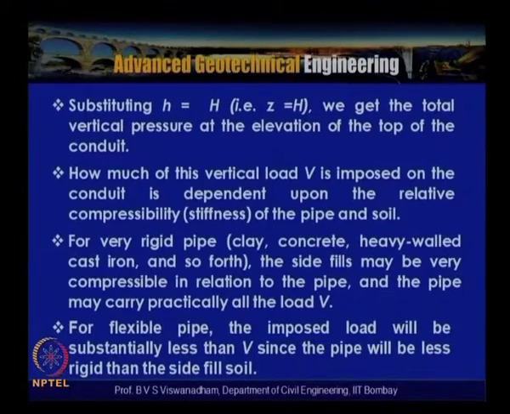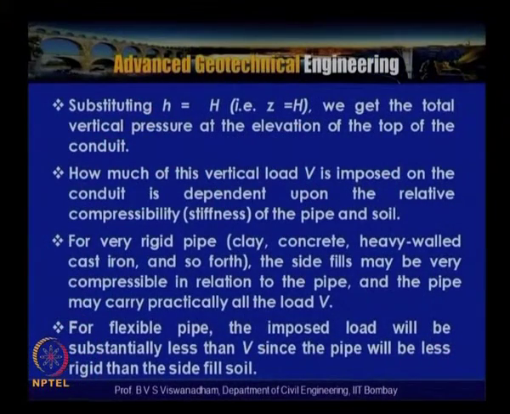So we have seen in the previous equation that V is equal to gamma CD into BD square, where by substituting in the CD expression H is equal to Z, we get the total vertical pressure at the elevation of the top of the conduit.